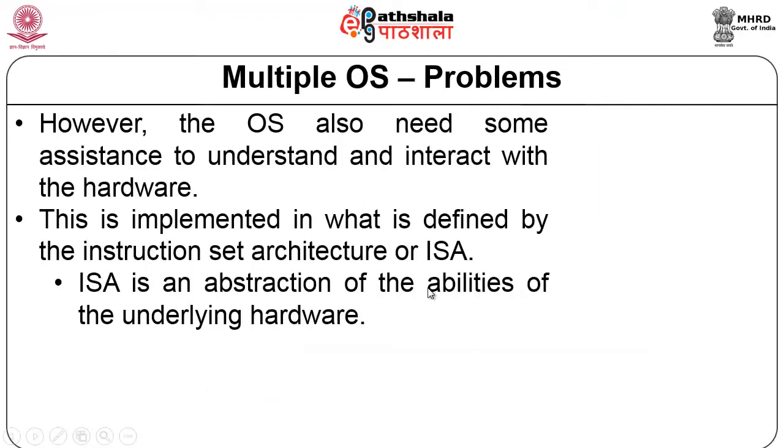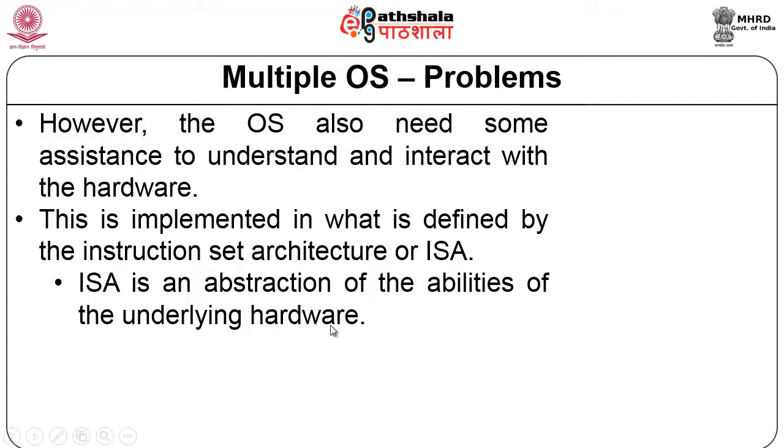But the OSs need some assistance. They do not run on the bare metal. What helps the OS to run on the hardware is known as the instruction set architecture or ISA. Every hardware comes with a specific ISA, and that ISA has the set of instructions. This is an abstraction of the hardware abilities, and operating system is written to interact with the specific ISA. This ISA is the abstraction for the hardware.